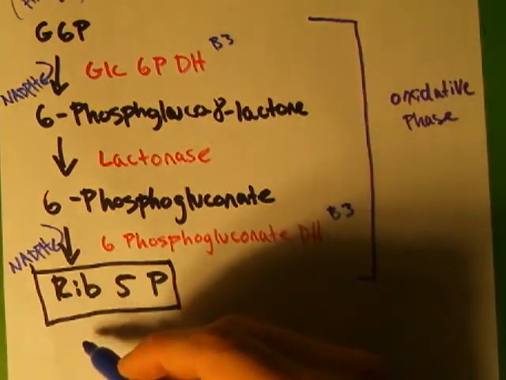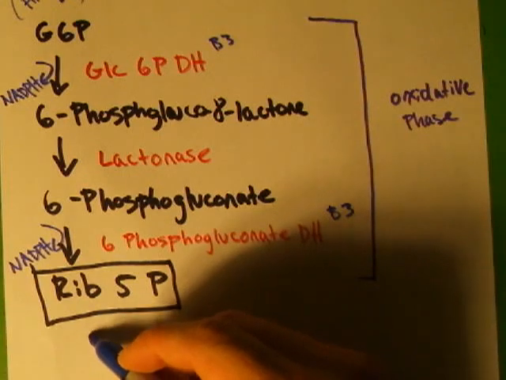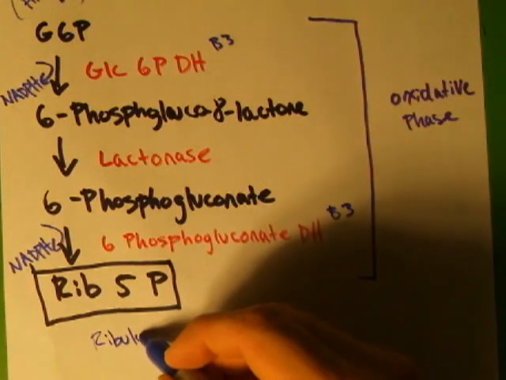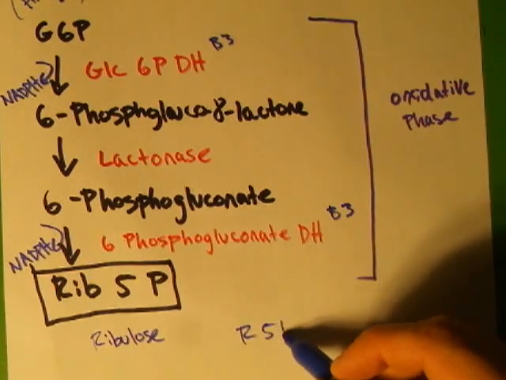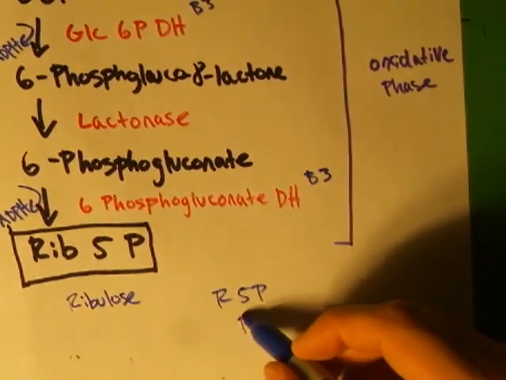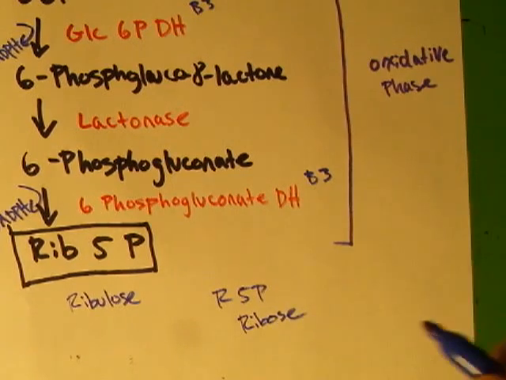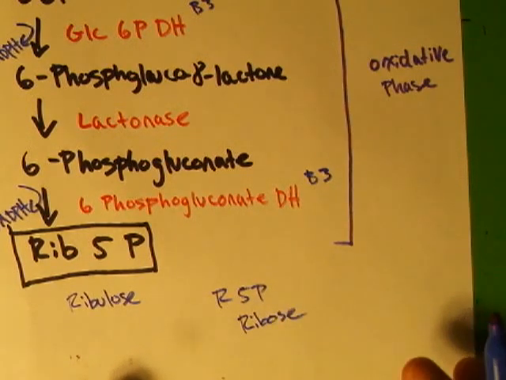I know he said this in class, but when you see rib written out, it's ribulose. If you see just R, for instance R5-phosphate, that's ribose. Make sure to keep those two straight.